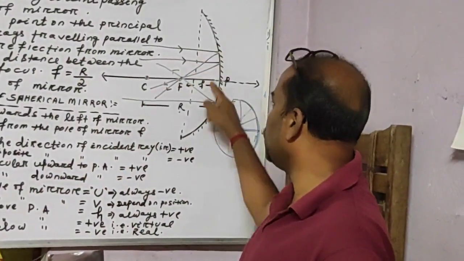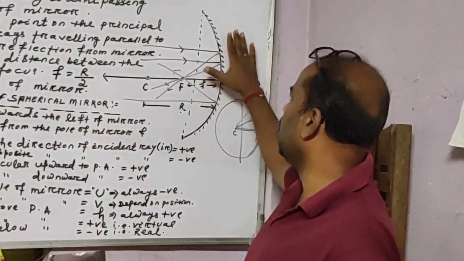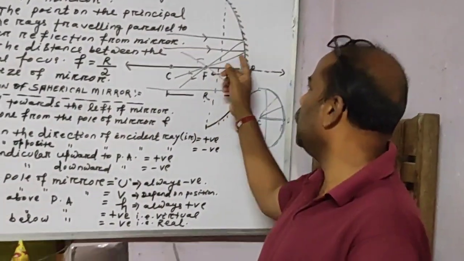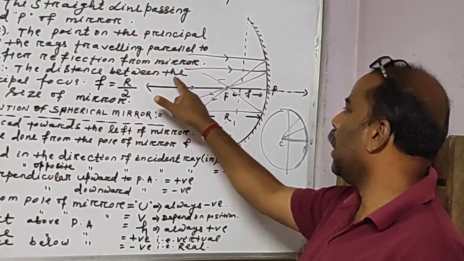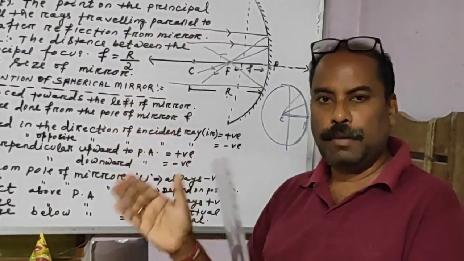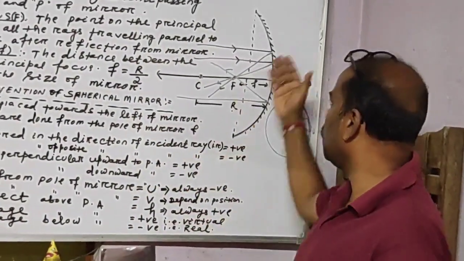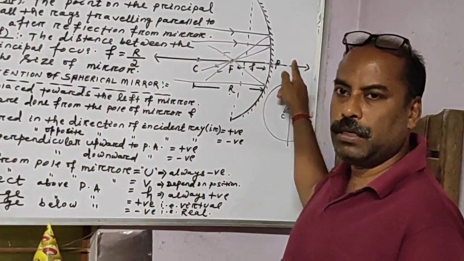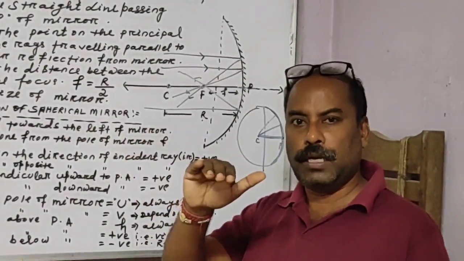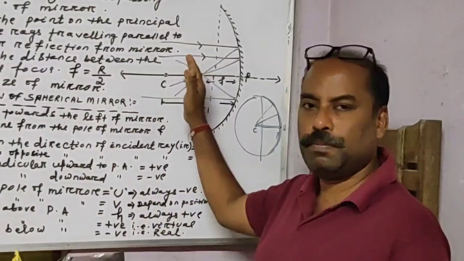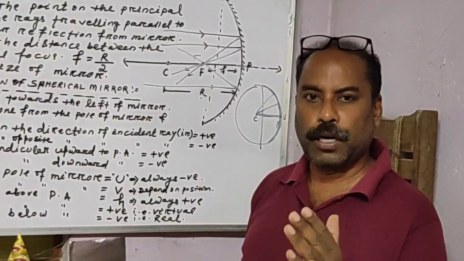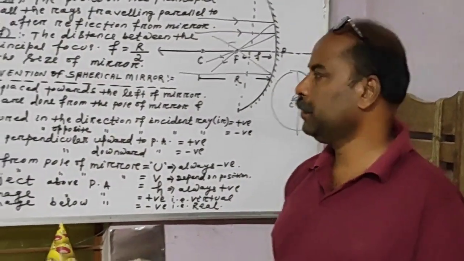The smooth surface is known as the front and the rough surface is known as the behind. So always the object is placed in front of the mirror, that is, on the left side of the mirror. The object is never placed on the right side, because the right side is not the reflecting surface. So always in front of the reflecting surface the object is placed, that is, on the left side or in front of the spherical mirror.